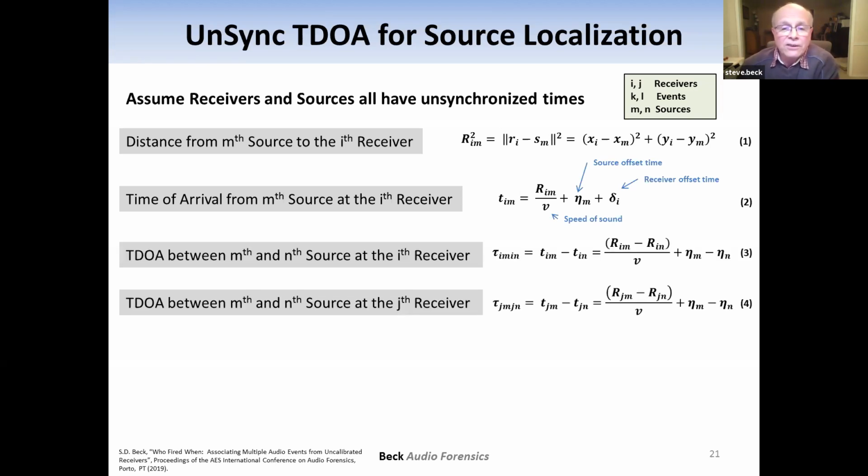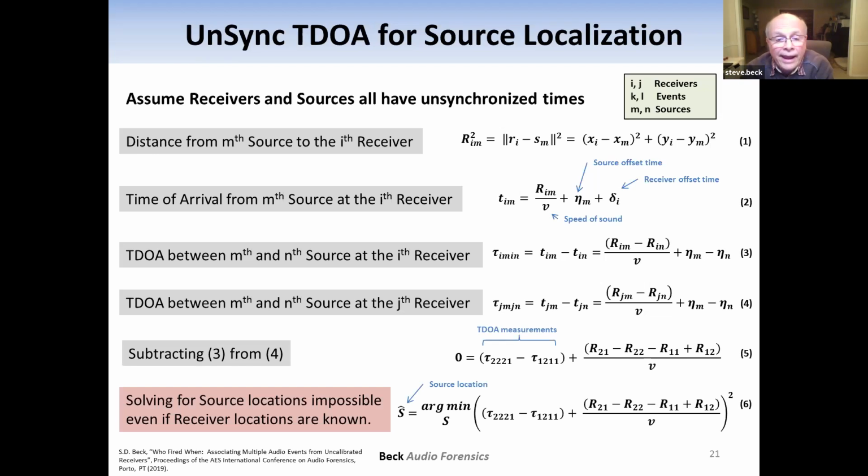Once you have that equation, you can calculate the time difference of arrival between two sources at one receiver, and for those same sources at a different receiver. And if you subtract those, you wind up with an expression that you could then solve for the source location. And unfortunately, you can't solve it. There are probably an infinite number of solutions to that, which says that you can't get your source location.